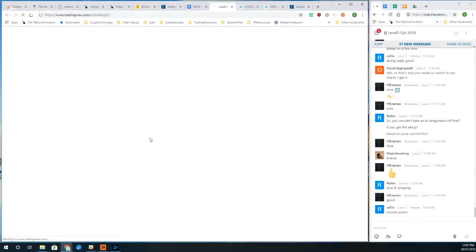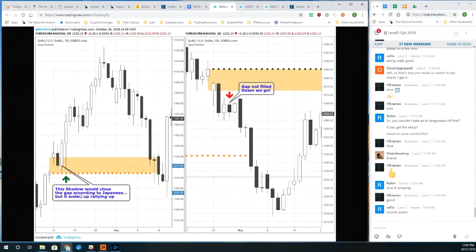You have a chart link. Let's see what you got here. Okay, this shadow would close the gap according to Japanese, but it ended up rallying up. This shadow, no, I would leave that. I would say there's open air there. It looks like the tail of this candle tagged the peak of this wick. So yeah, I can understand that. The way I say it is classic bar charts would show no gap there. But with candlesticks, I have personally found that markets really don't like to leave these tails and wicks unaddressed. They do like to have candle bodies in them, and here's a really good example. Let's see here. Gap not filled, down we go.